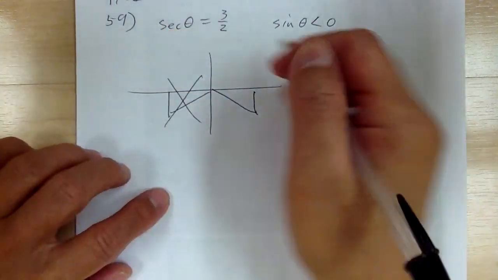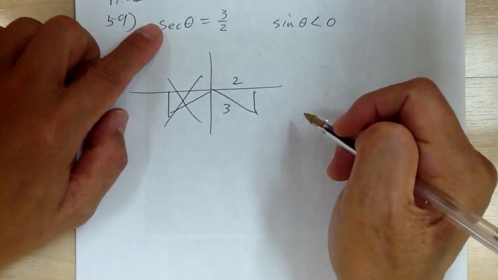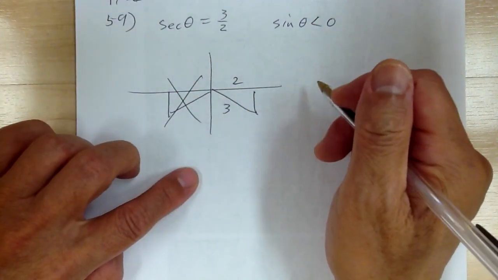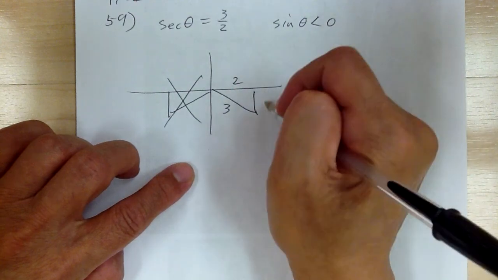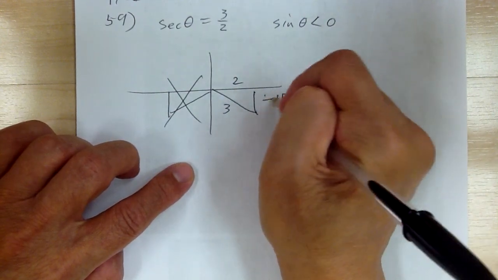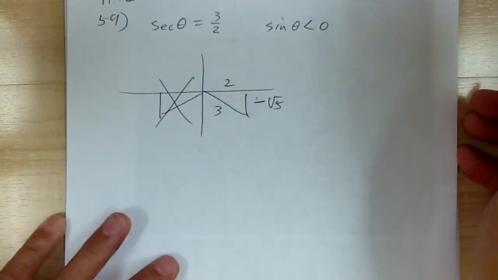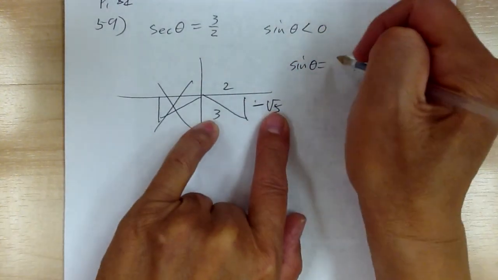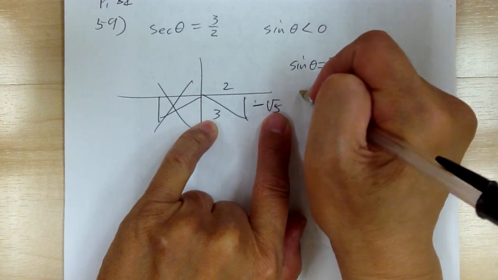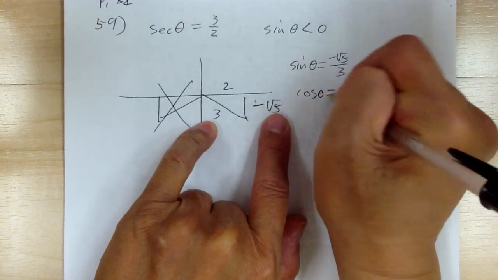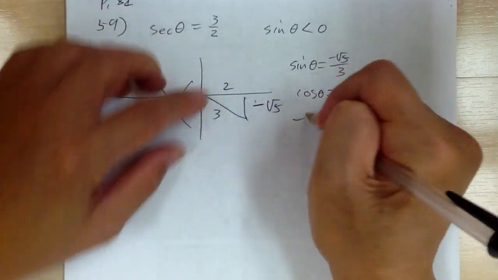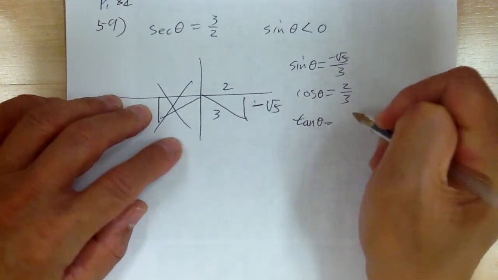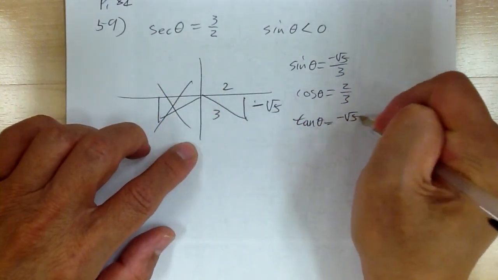So it'd be 3 over 2. Secant came from cosine. And so from here, use your Pythagorean theorem. So this would be square root of 5, and it's going to be negative. So sine theta would be negative square root of 5 over 3. Cosine theta is this over here, would be 2 over 3. And tangent theta equal to sine over cosine, so it would be negative square root of 5 over 2.